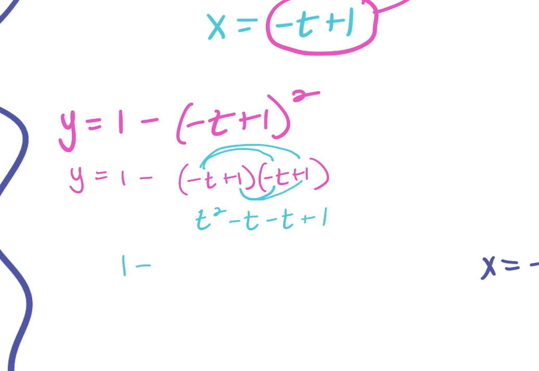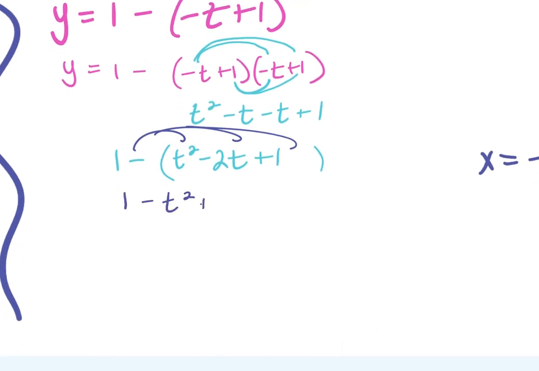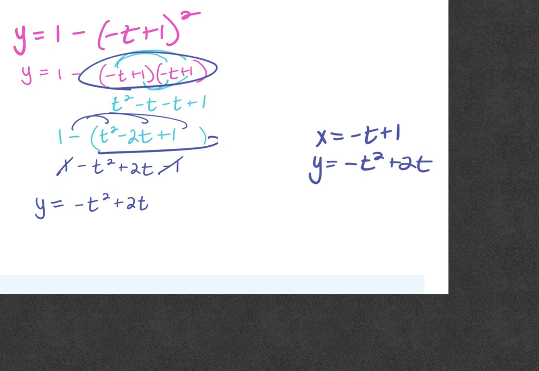So I end up with 1 minus (t squared minus 2t plus 1). And then I got to distribute the sign. 1 minus t squared plus 2t minus 1. Positive 1 and negative 1 cancel out, and I end up with y equals negative t squared plus 2t. Because you expanded and FOILed this, right? So it was negative t minus t, which is negative 2t, and then you distributed the negative that was on the front of it.